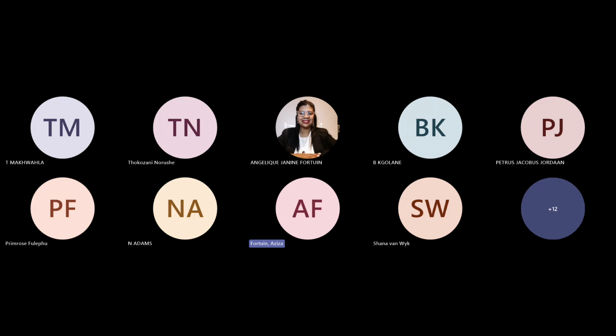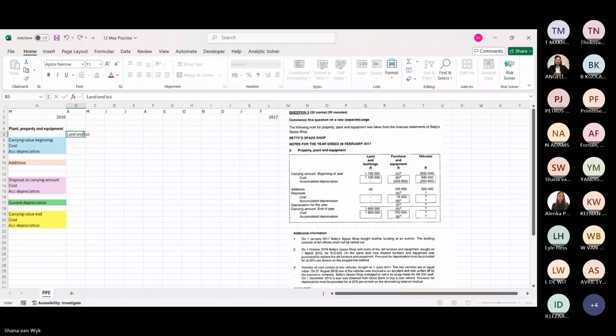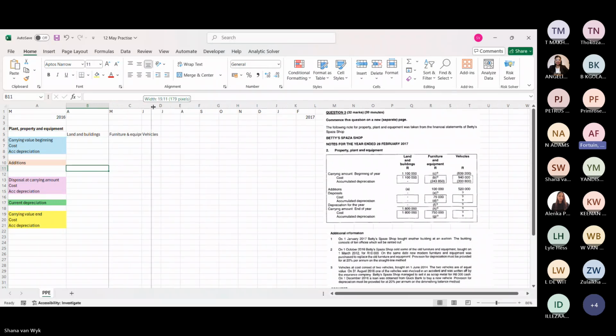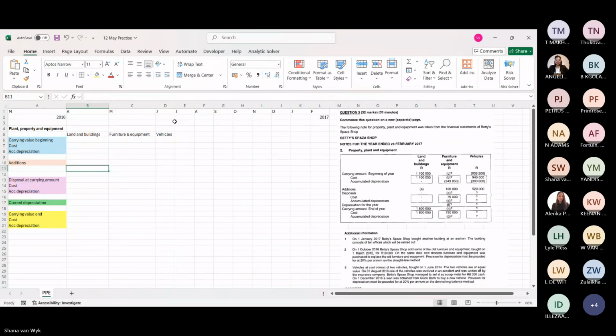You've got land and buildings, furniture, equipment, and then vehicles. You guys mustn't forget the total columns, eh? You get marks for your total columns. Total, at the end, yeah. At the end. Oh, totals.